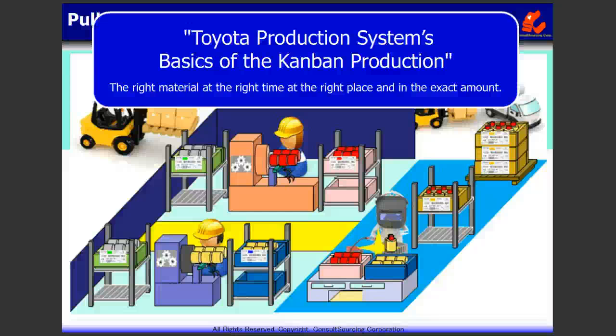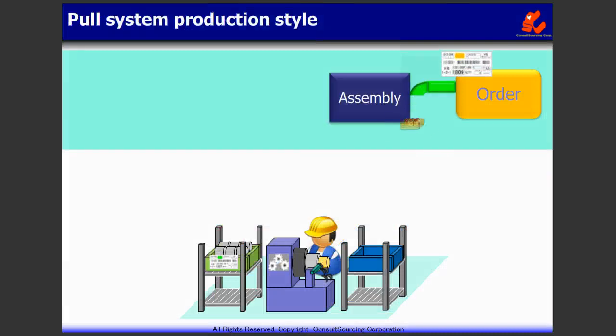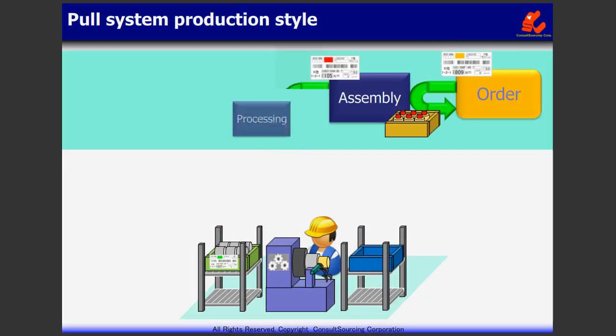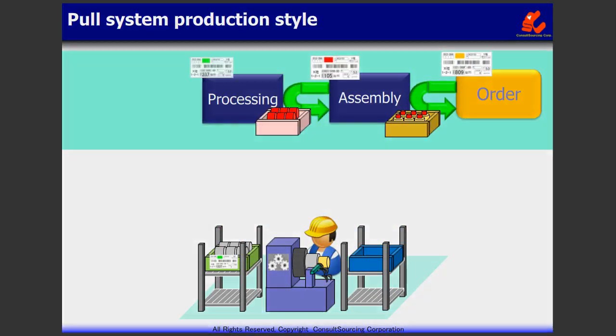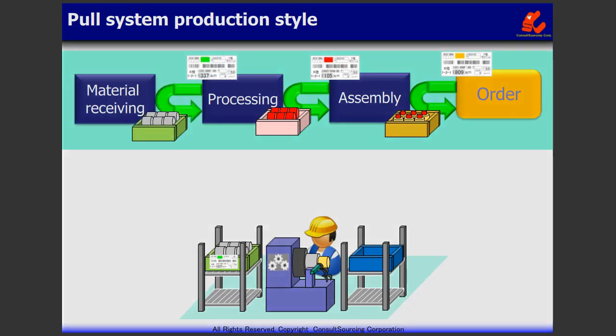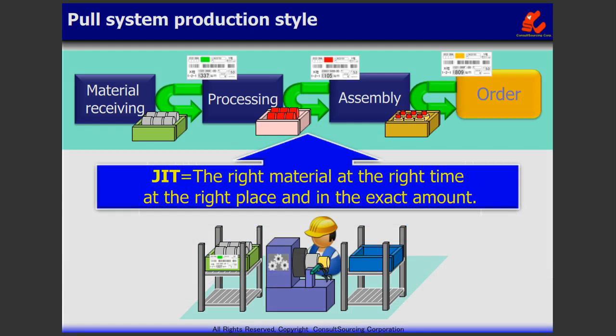Let's look into the details of the pull system production style. This style is based on the orders received. It assembles products only for the amount of order received. Then, it processes the quantity used for assembly, and likewise procure materials for the volume that has been processed. This manufacturing concept, which produces the right material at the right time at the right place and in the exact amount, is called the just-in-time.